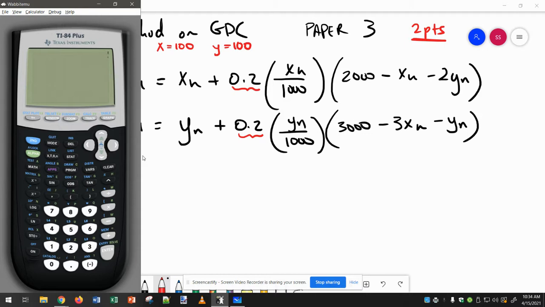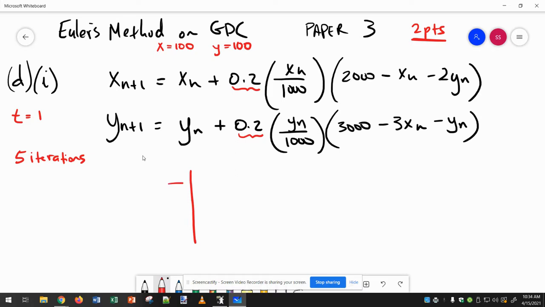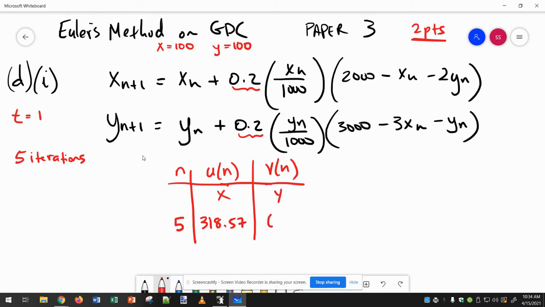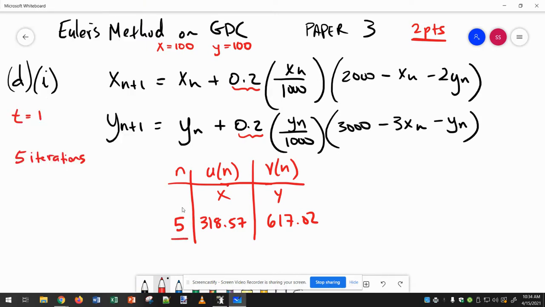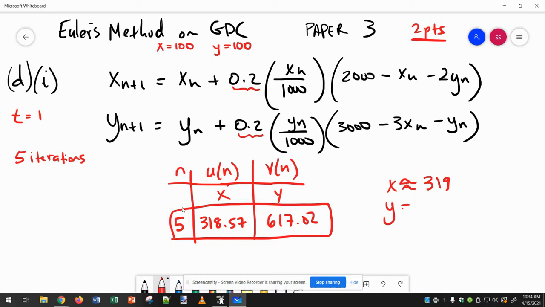My actual handheld calculator told me that, I'll just write it down, so if you've got n and then it gives you like this eventually, and then vn. So after 5 iterations, we've got 318.57 for un, which is x. And then we've got 617.02. Now, I don't think this one can actually do it, but this is what my handheld calculator told me. So that's why on the mark scheme, it says x is about 319 because they're rounding 3 sig figs, and y is about 617. Sorry, my squiggly approximate. I'm in a bad habit of always writing equals, but these are approximations, of course.